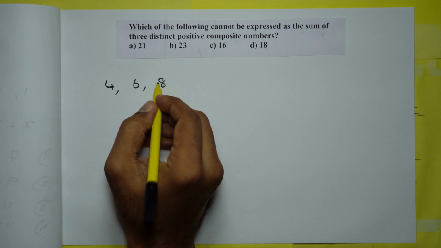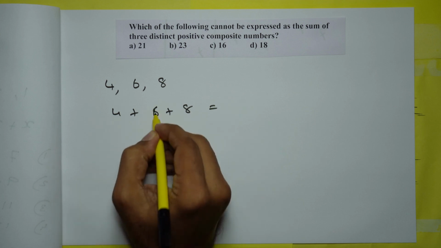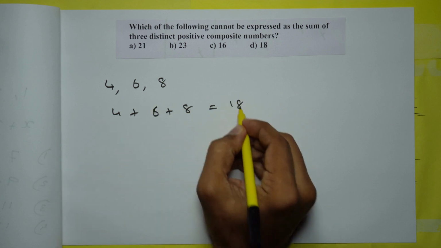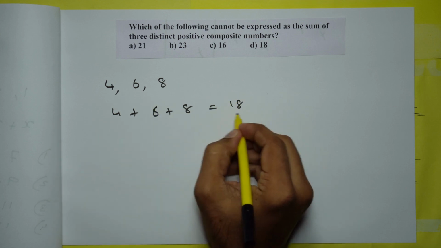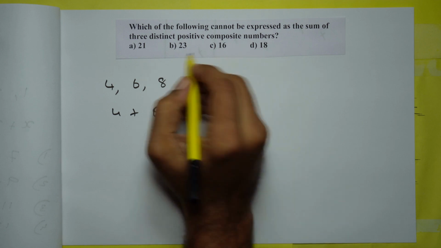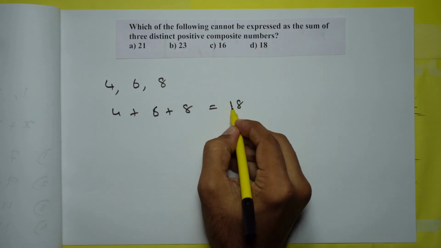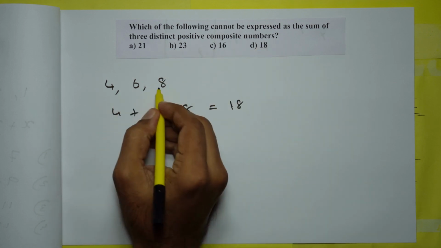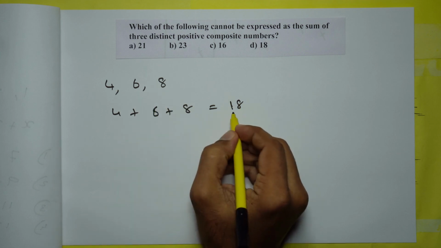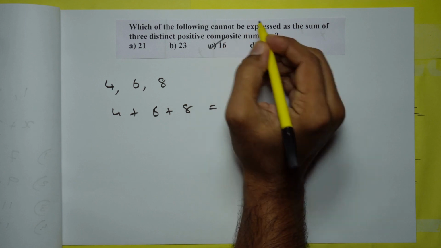Now if you add them up, 4 plus 6 plus 8: 4 plus 6 is 10, plus 8 is 18. So their minimum sum will be 18. So 16 cannot be expressed as the sum of three distinct positive composite numbers. If you add up any three distinct composite numbers, the minimum sum will be 18. So 16 is not possible. Hence option C, 16 is the right answer.